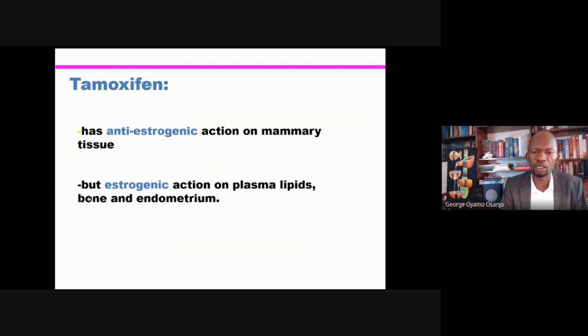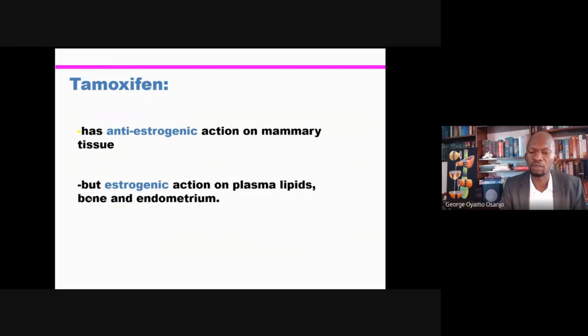Tamoxifen, which is very popularly used in our setup, has an anti-estrogenic effect on breast, but it has estrogenic action on plasma lipids, bone, and endometrium. The anti-estrogenic effect on breast is beneficial because that's how you use it as an anti-cancer agent.